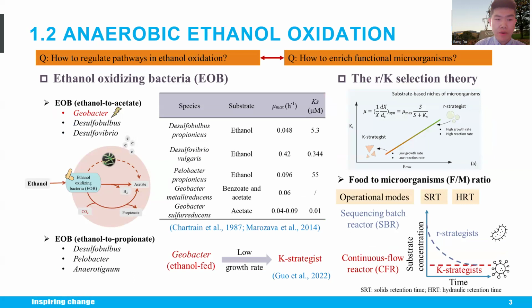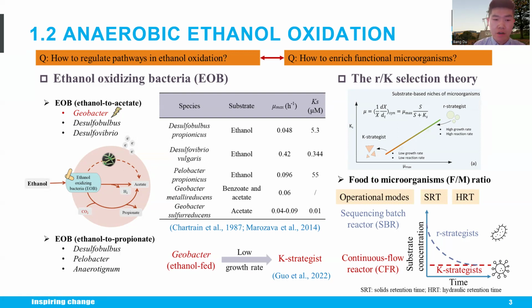We can see that the relevant metabolic pathways occur in specific functional bacteria. First, Geobacter can degrade ethanol into acetate, electrons, and protons. Desulfobacter and Pelobacter play the main role in propionate production. Therefore, to regulate their enrichment, we can select suitable operation conditions based on their kinetic parameters.